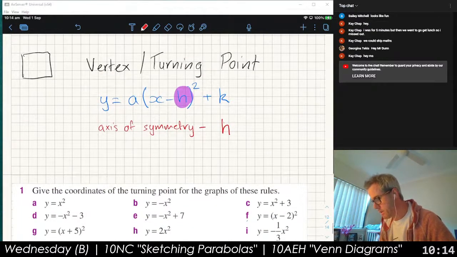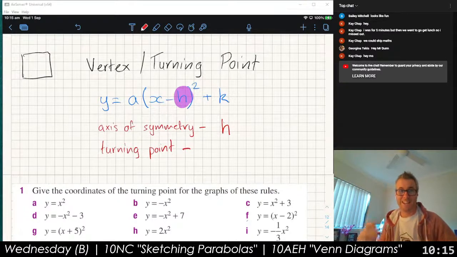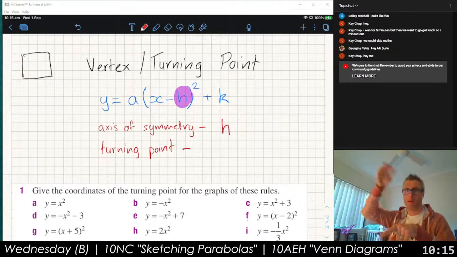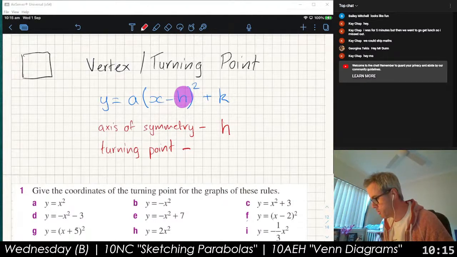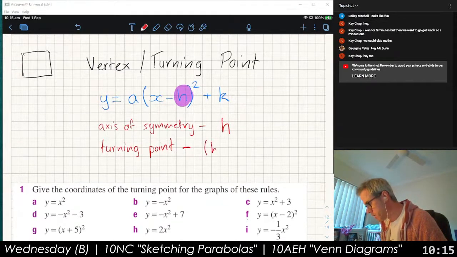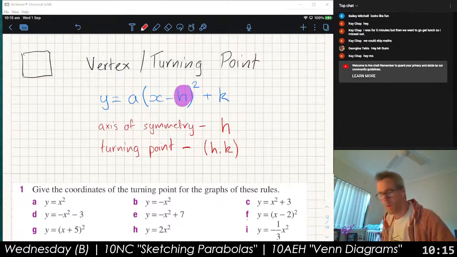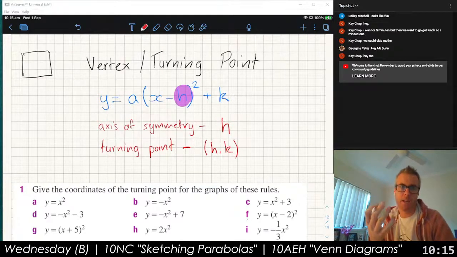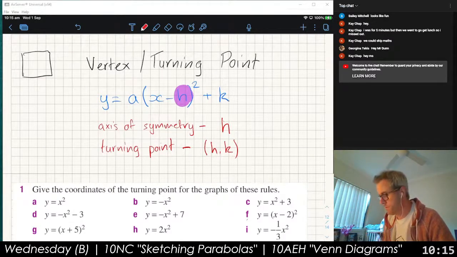And the other aspect, of course, is our turning point. That is the set of coordinates which indicate where the axis of symmetry is. It's that bottom dip or that minimum or maximum value. So it is H, K. All right, where H is the x-axis and K is the y-axis, right?